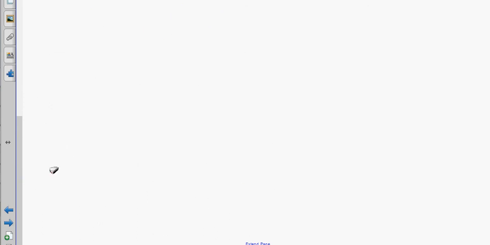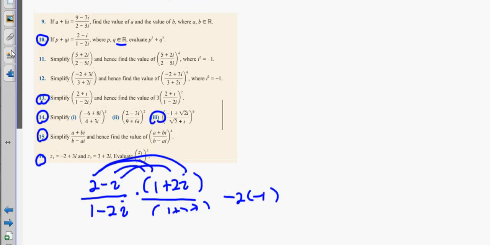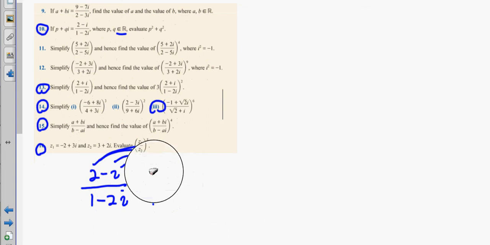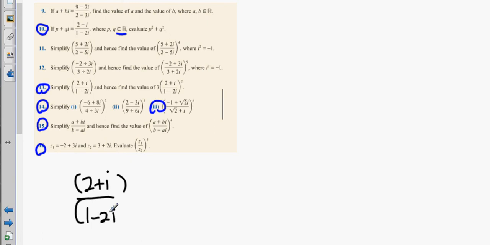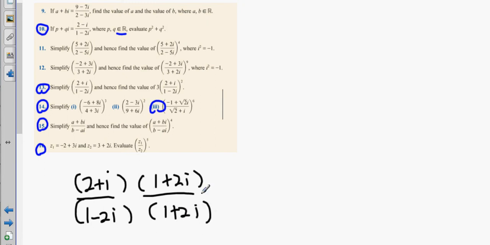Now we're going to move on from number 10, and we're going to go on to number 13. Okay, so number 13, we have to simplify (2 plus i) over (1 minus 2i). So once again it's a division question, and once again we are going to do the conjugate. 1 plus 2i divided by 1 plus 2i, and we're going to multiply that out, and we're going to get 2 plus 4i plus i plus 2i squared.